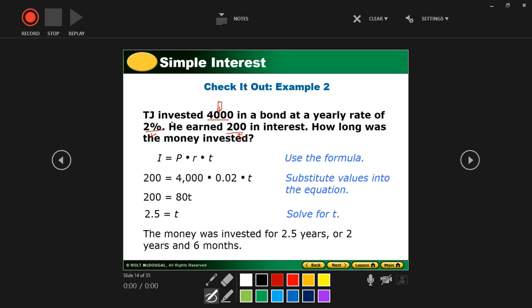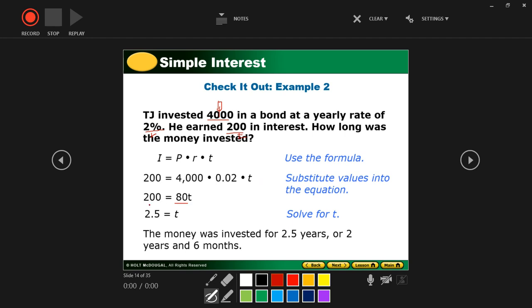Okay, so you have I, ang tubo, that is 200 pesos. Ang principal amount nato, that's 4,000 pesos. Ang rate of interest, that's 2%. Converted to decimals, that's 0.02. Copy si T kay unknown man gihapon. Bring down 200. 4,000 times 0.02 times T, that gives you 80 T.